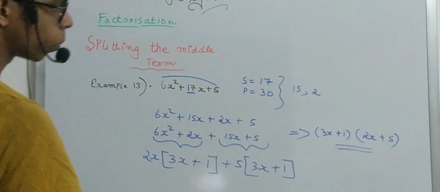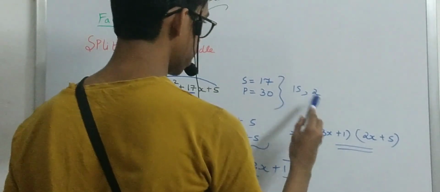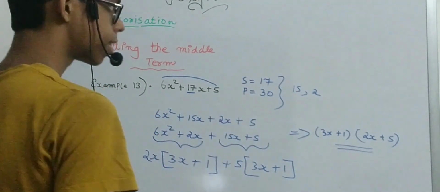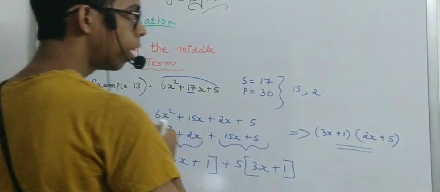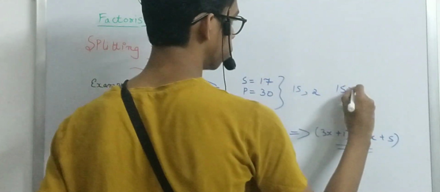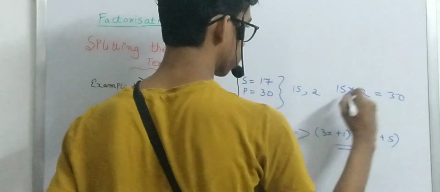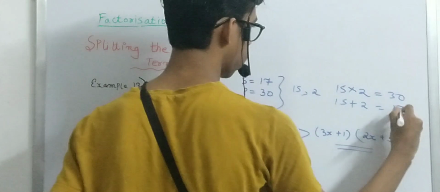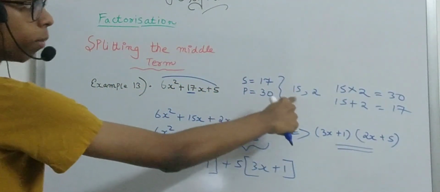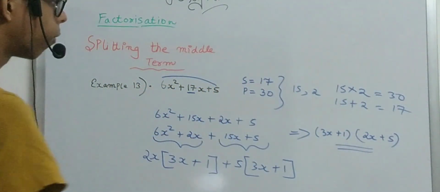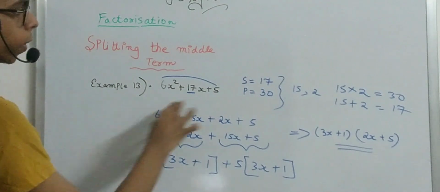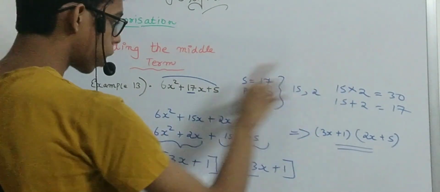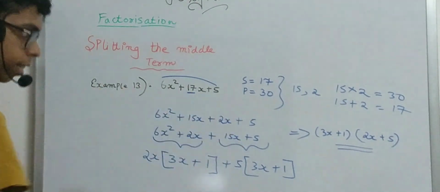Now our next task was to find two numbers such that when we multiply we should get 30 and when we add we should get 17. So the two numbers were 15 and 2. Why? Because 15 into 2 we got 30, and 15 plus 2 we got 17. So the two numbers were 15 and 2. Now our next task was what? We had to split the middle term. So the two numbers we got, put an x over here, put an x over here, then just add it.